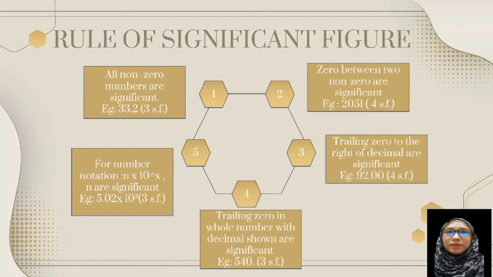Number 3, trailing zeros to the right of the decimal are significant. For example, 92.00 has four significant figures. Number 4, trailing zeros in a whole number with a decimal shown are significant. For example, 540. has three significant figures. And lastly, in scientific notation, the digits before the multiplication by 10 to the power of x are significant. For example, 5.02 times 10 to the power of 9, so it has three significant figures.